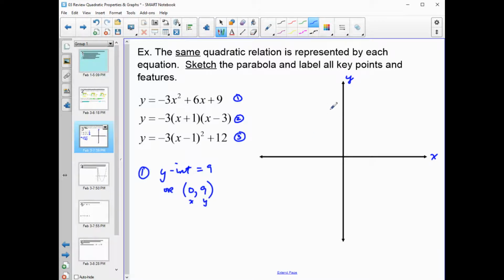So I'm just going to eyeball this. I'm going to put a 9, let's say, around there. So there's the point (0, 9).